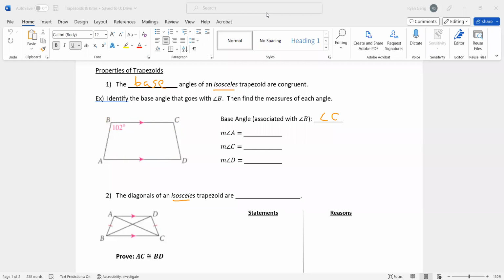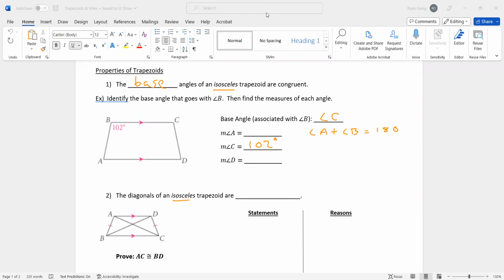Let's look at those angles. So if the base angles of an isosceles trapezoid are congruent, then I can say that C is 102. Well, then how do I get angles A and B? Well, I have two parallel lines. A and B are same side interior angles. So angle A plus angle B has to add up to 180.